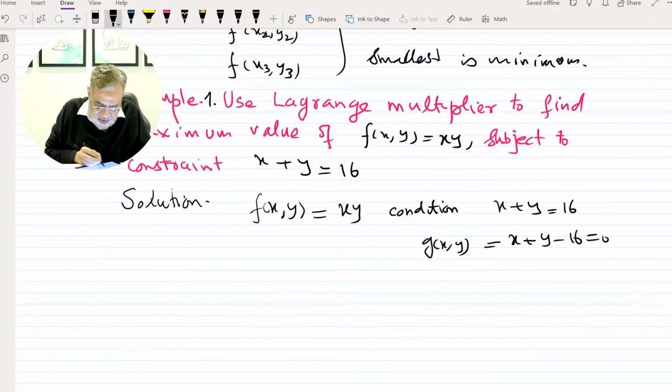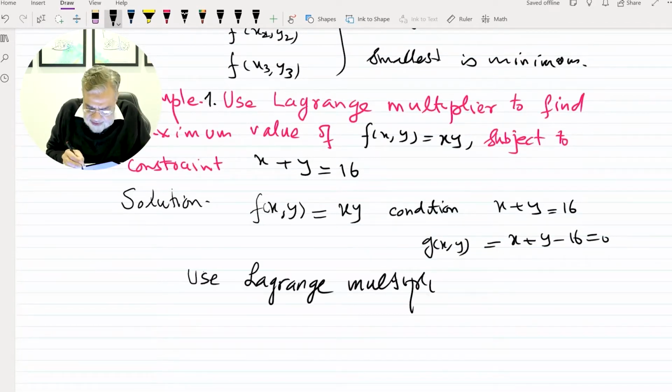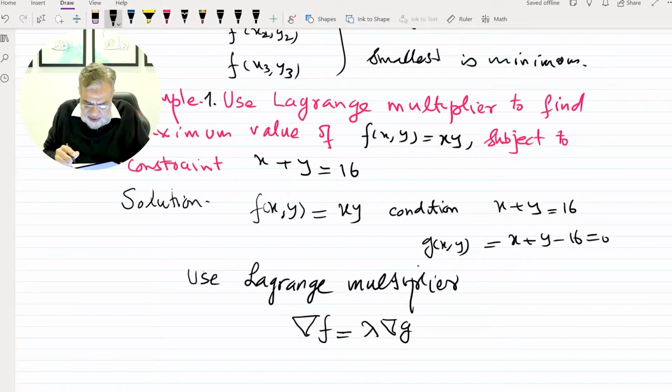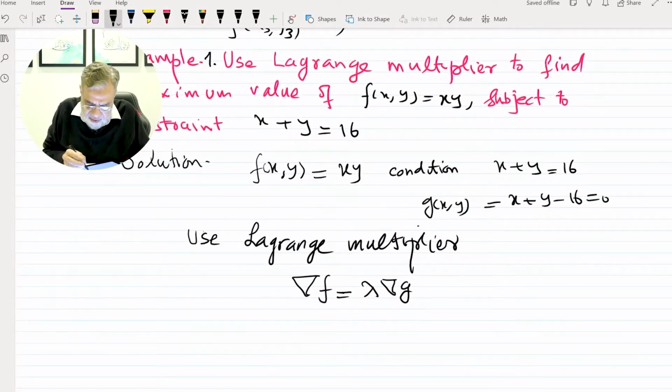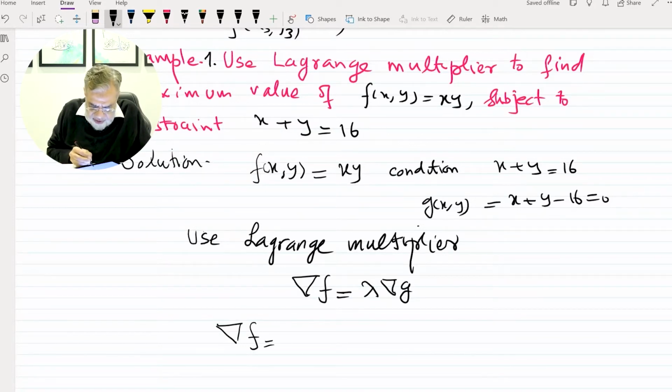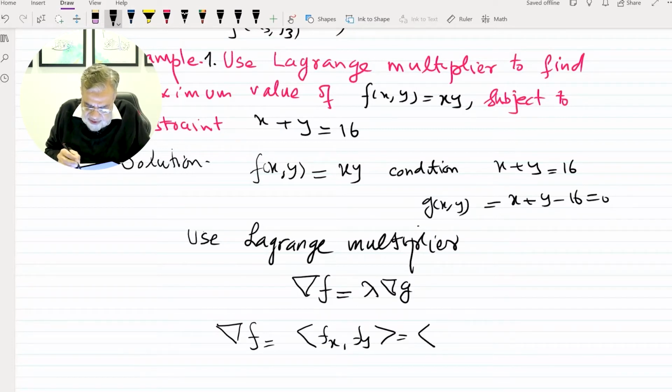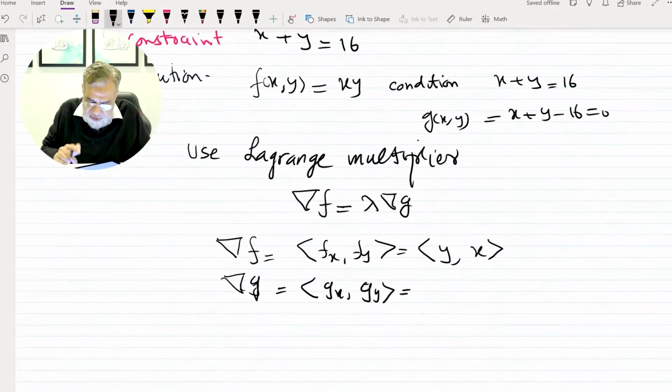So the step is to use the Lagrange multiplier: the gradient of f is equal to lambda times the gradient of g. As I told you, lambda is my Lagrange multiplier, and I want to find its value also. The gradient of f is equal to (f_x, f_y). My f_x, with y constant, is y, and f_y, with x constant, is x. The gradient of g is equal to (g_x, g_y). Differentiating with respect to x, we get 1, and differentiating with respect to y, we get 1.